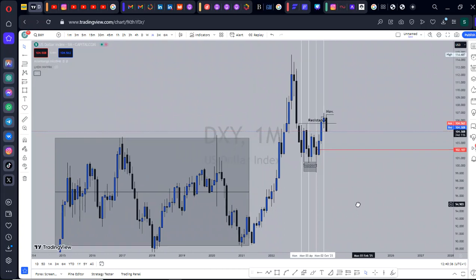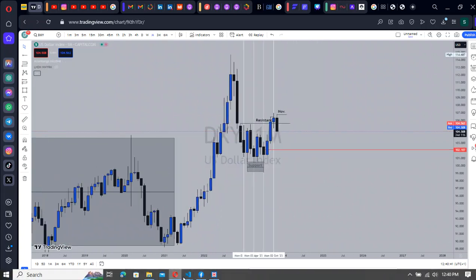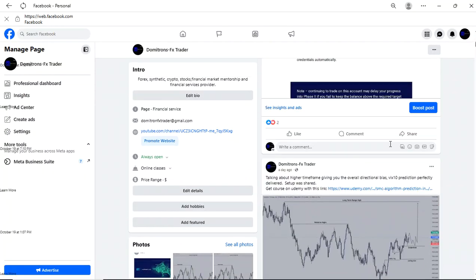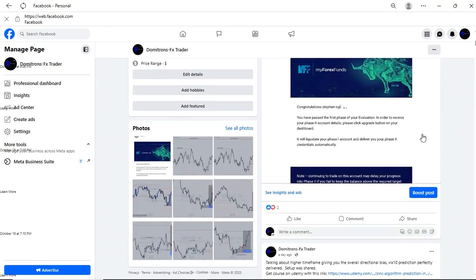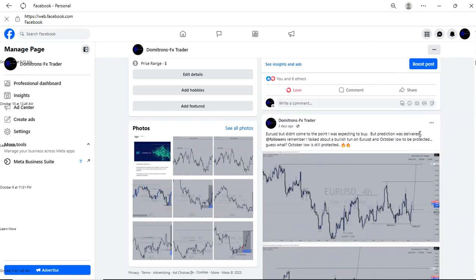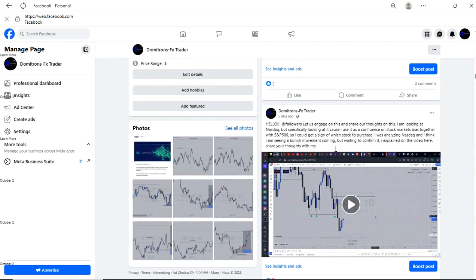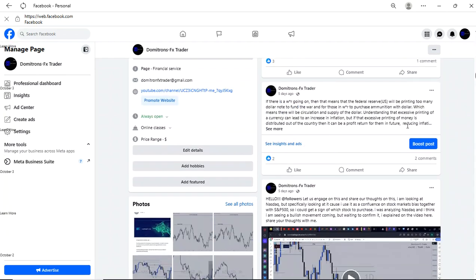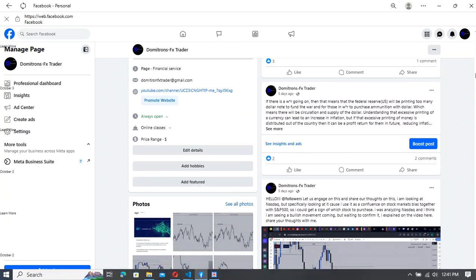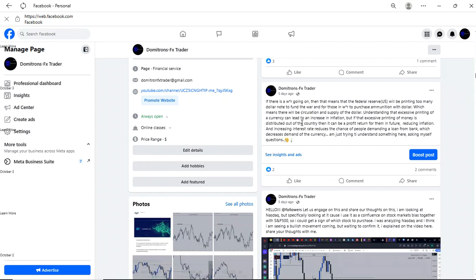All right, so what do you think will happen to the dollar index in case of what is happening in the war? I think I also posted it on my Facebook page. I talked about the war that is going on, and I said that if there's a war going on, that means the Federal Reserve will be printing too many dollars, and the reason they have to print so much currency is to fund the war. You understand?